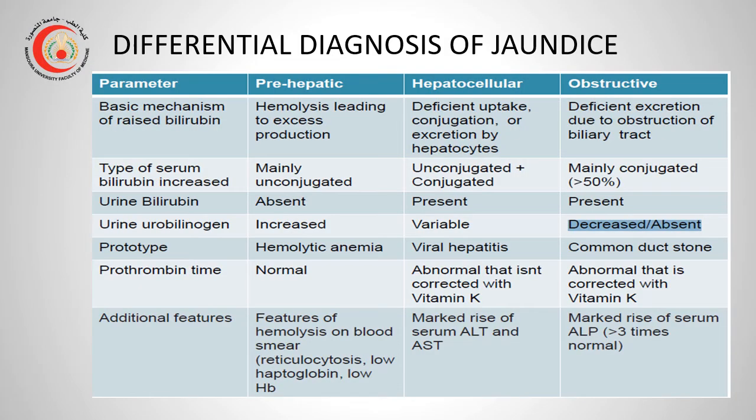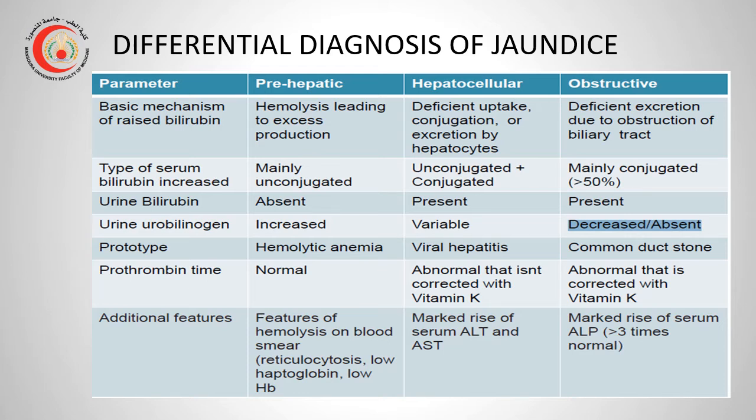Another classification of jaundice, based on the mechanism of the raised bilirubin, divides the jaundice into prehepatic or hemolytic jaundice, hepatocellular jaundice, and obstructive jaundice. Apart from the type of the serum bilirubin increased, which is mainly unconjugated bilirubin in the prehepatic jaundice, there are also other differentiating points between the different types of jaundice. For example, urine bilirubin, which is absent in the prehepatic or hemolytic jaundice, and urine urobilinogen, which is decreased or absent in obstructive jaundice.